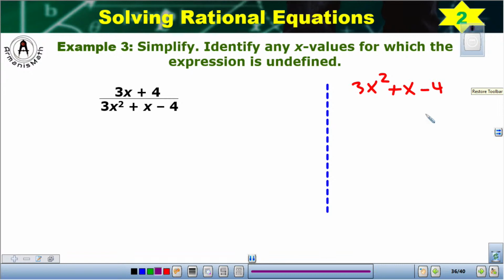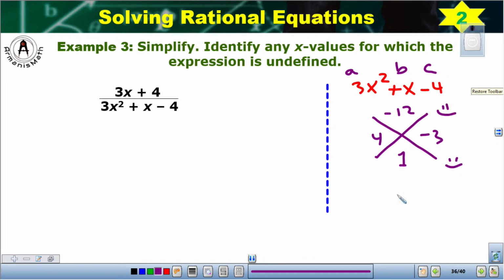And I'm going to do that again with a diamond. So negative 12, a times c. A is 3, and the b is 1. What do you think the numbers are? Somebody's suggesting 4 and negative 3. Let's see if that works. That works at the top, and that actually works at the bottom as well.